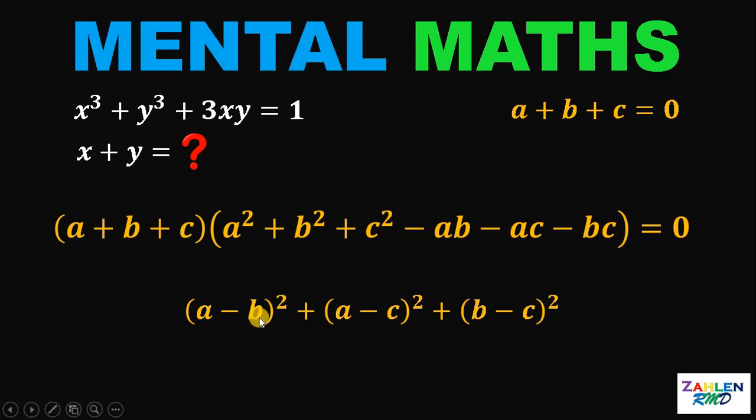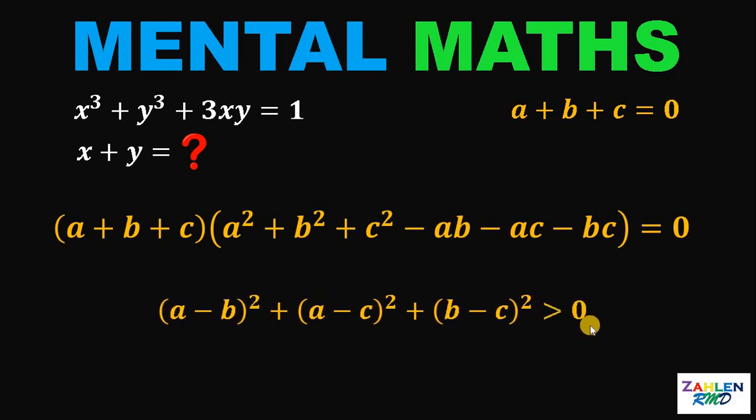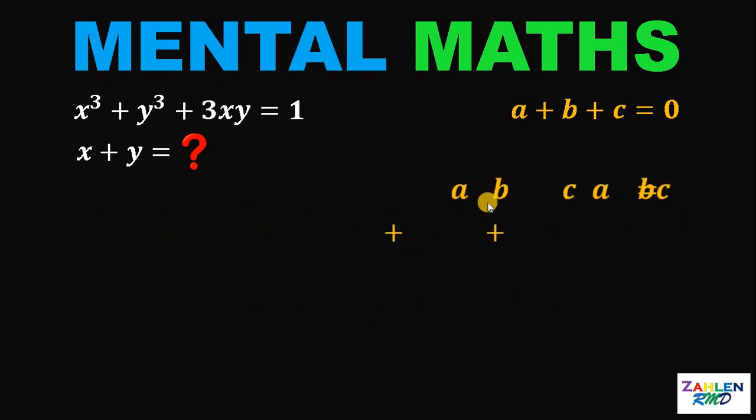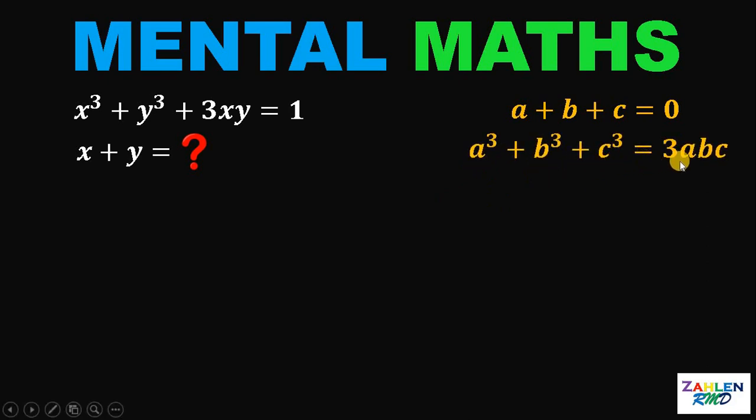Now take note that we have a square number plus another square number plus another square number. Therefore, if a, b, and c are not equal to 0, the value of this expression cannot be equal to 0. In addition, this expression must be greater than 0. So, this expression cannot be equal to 0, therefore we can say that a plus b plus c must be equal to 0. Therefore, if we have a cubed plus b cubed plus c cubed equals 3 times a times b times c, it follows that a plus b plus c must be equal to 0.